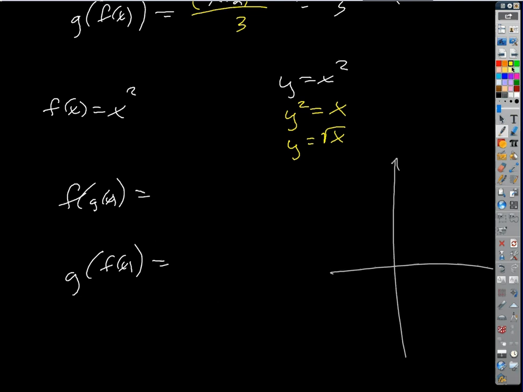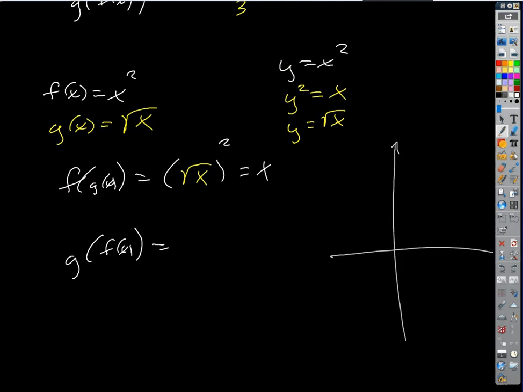And so g of x equals square root of x. Okay? So what is f of g of x then? Okay, everybody see that? I'm going to get square root of x squared, and what is that? x. Well, so far so good. What's g of f of x? x, the square root of x squared.